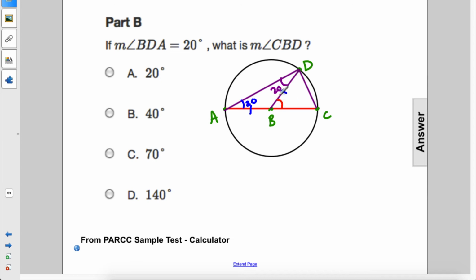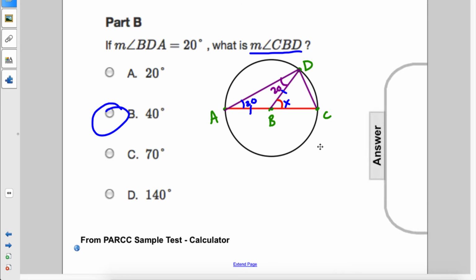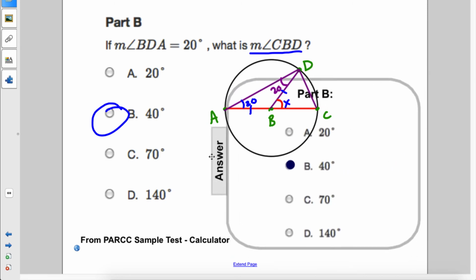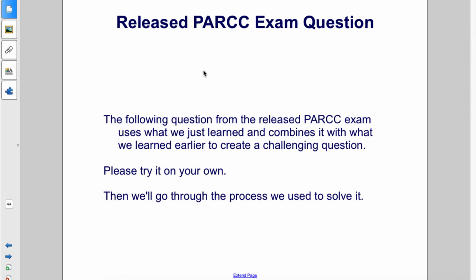Now this angle, CBD, is an exterior angle for this triangle here, meaning that the measure of this angle we'll call X is 20 plus 20. So this measure is 40 degrees. The answer is B.